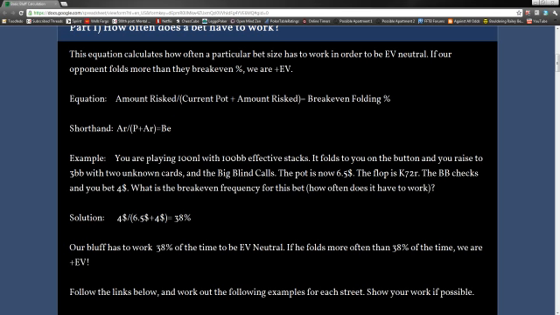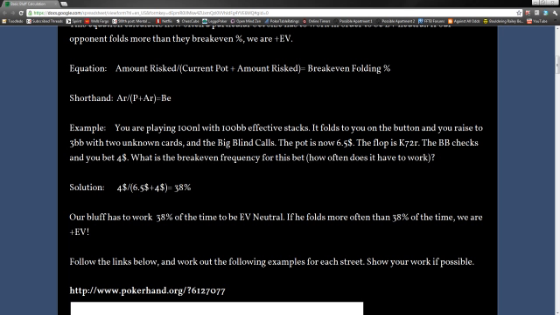Let's go into an example real quick. You're playing 100NL with 100 big blind effective stacks. It folds to you on the button, and you raise to 3 big blinds with 2 unknown cards, and the big blind calls. The pot is now $6.50, and the flop is King 7 Deuce rainbow. The big blind checks to you, and you bet $4. What is the break-even frequency for this bet?